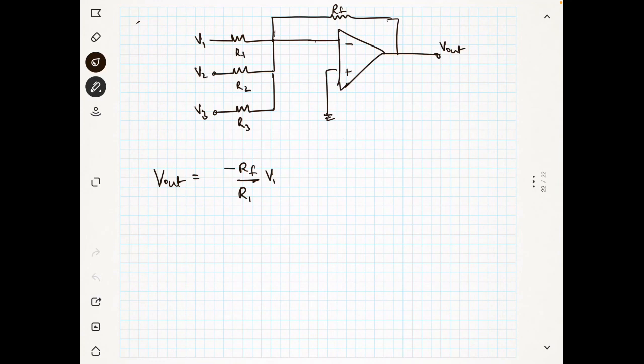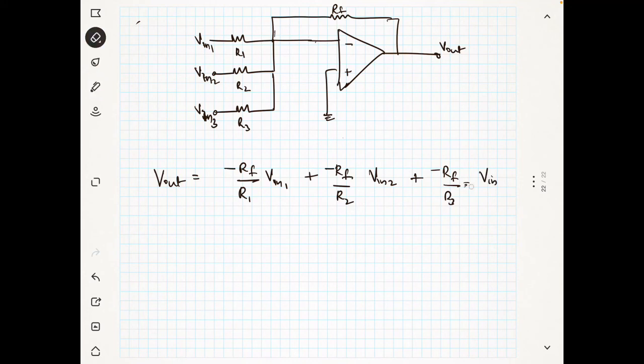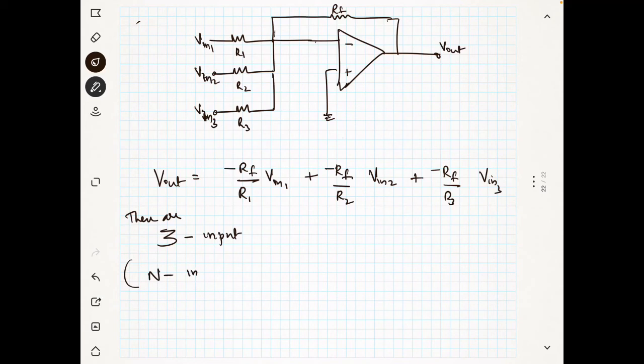So I will use the same notation, V in 3. So V in 1 plus minus RF by R2 into V in 2 plus minus RF by R3 into V in 3. And you know that there are three inputs. So in general we have n inputs.